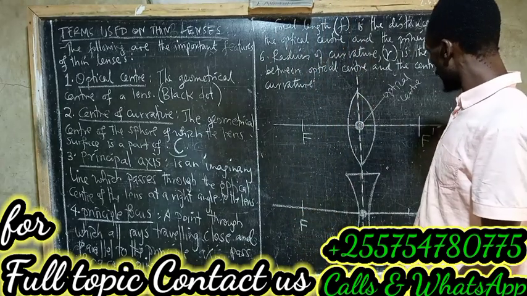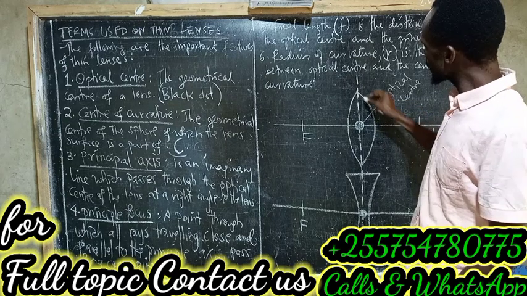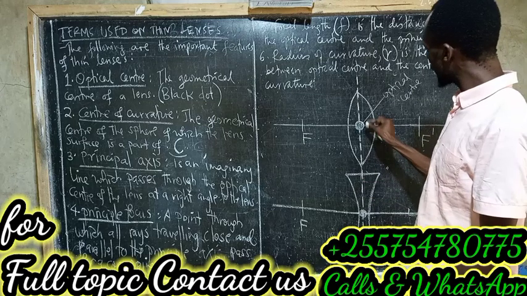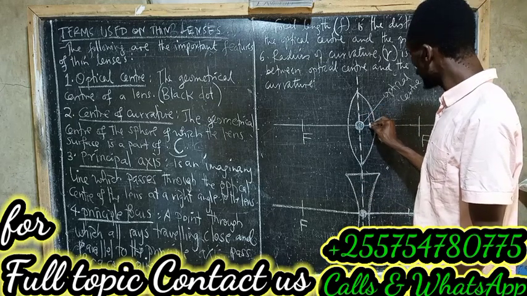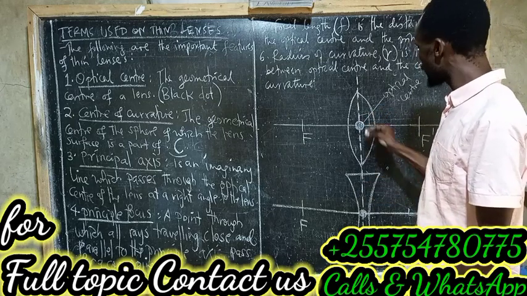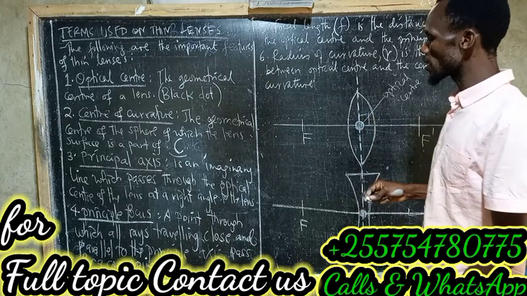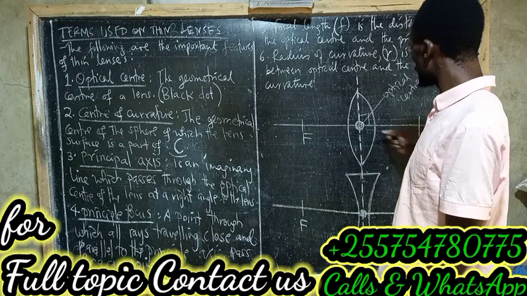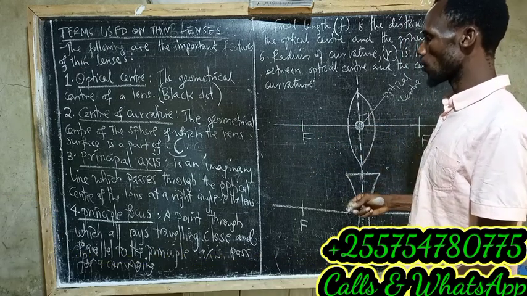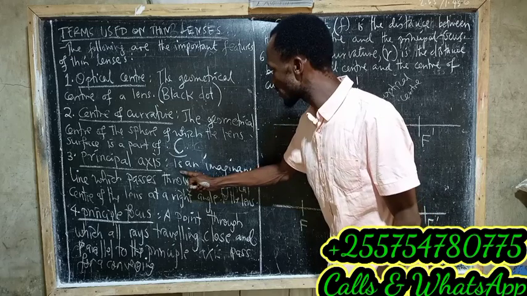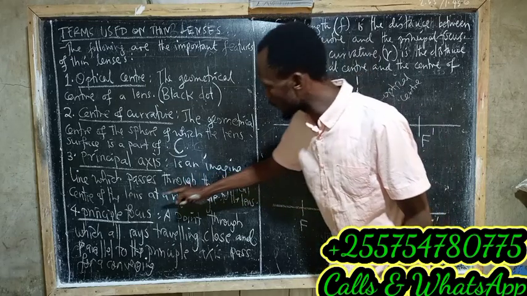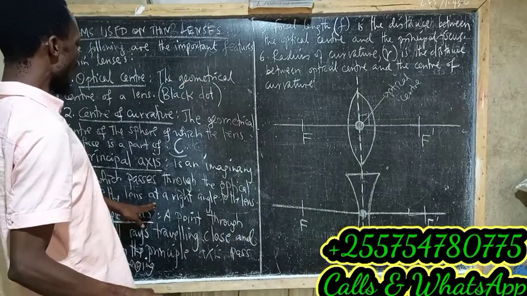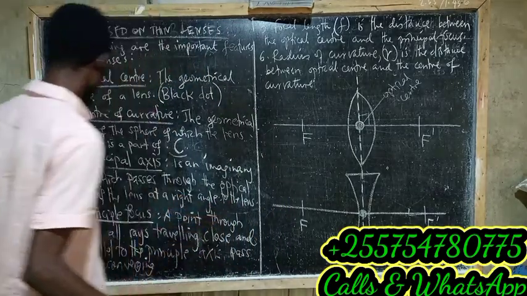And then we have the principal axis. This is the line drawn through the optical center, and it is perpendicular to the lens. It should be perpendicular, meaning they must form a right angle when the lens and the principal axis meet. That is why we say the principal axis is an imaginary line which passes through the optical center of the lens at a right angle to the lens.